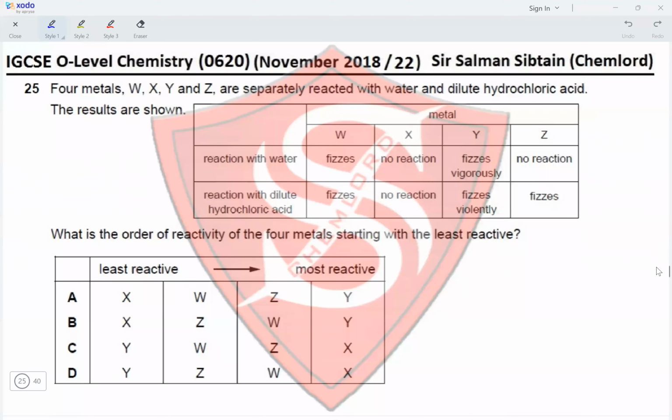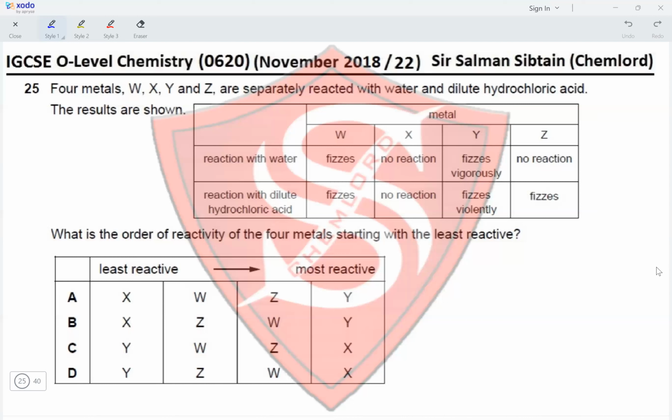Question 25. Four metals W, X, Y, and Z are separately reacted with water and dilute hydrochloric acid. The results are shown. Reaction with water: W fizzes, X has no reaction, Y fizzes vigorously, Z has no reaction. So X and Z are less reactive than the others, and Y is the most reactive element because it fizzes vigorously, and W comes after Y because it fizzes but not vigorously.